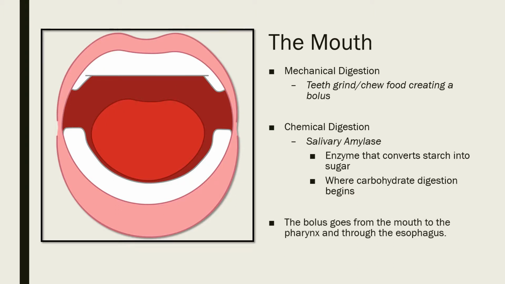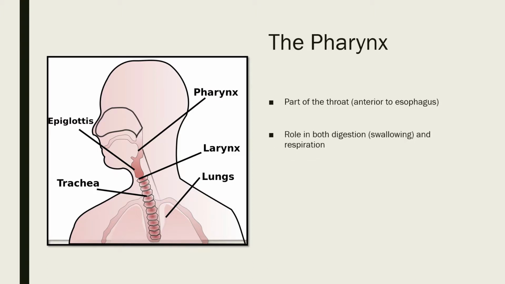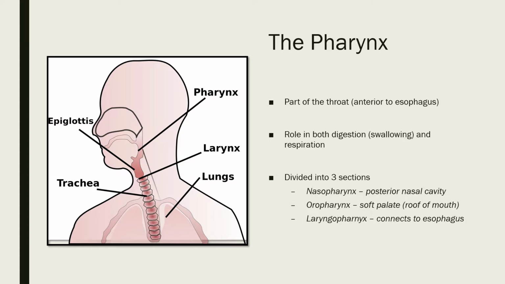And so the bolus that you've just created is going to go from the mouth to the pharynx and through the esophagus. Now, the pharynx is the part of the throat that's anterior to the esophagus. It has a role in both digestion and respiration, so when you're swallowing, food is passing through the pharynx. It is divided into three sections. There's the nasopharynx, which is posterior to the nasal cavity, the oropharynx, that's the soft palate or the roof of the mouth, and we're concerned with the laryngopharynx, which connects to the esophagus.